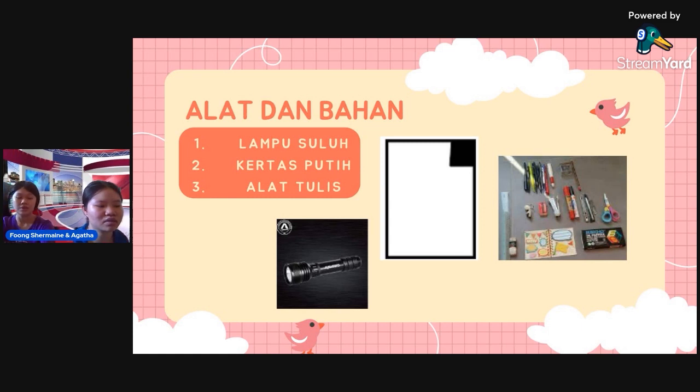Okay, so next we're going to conduct an activity to allow the students to more closely observe the first light property, which is that light moves in a straight line. In this activity, we're going to need 3 materials. The first is a torchlight, the second is some white paper, and the third is several stationery items.